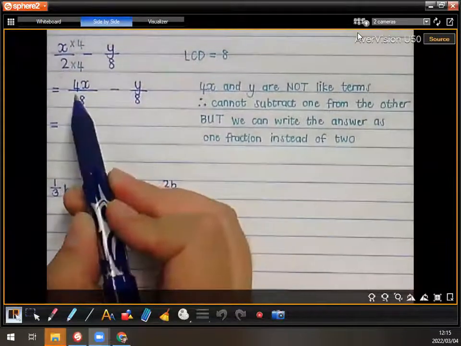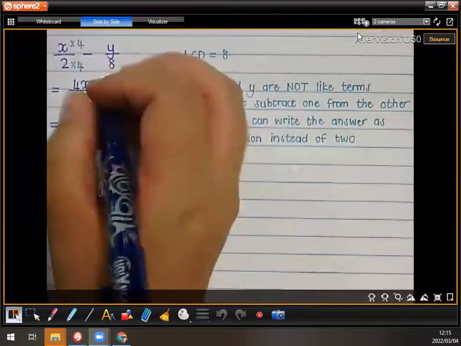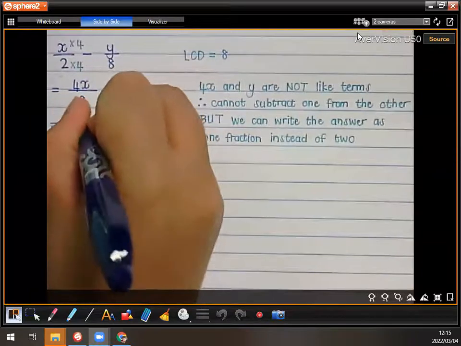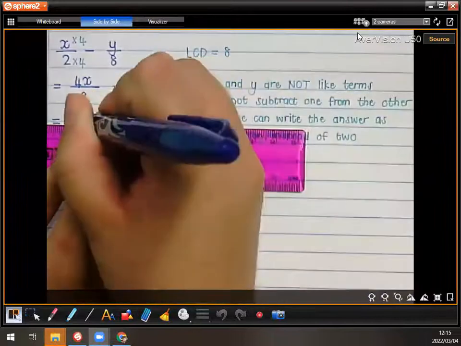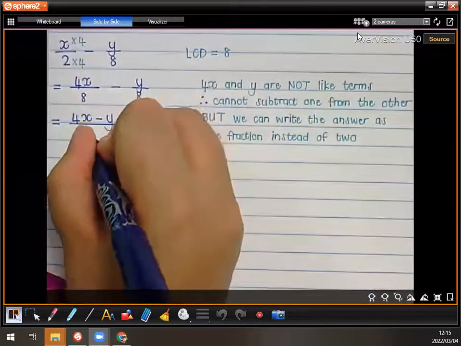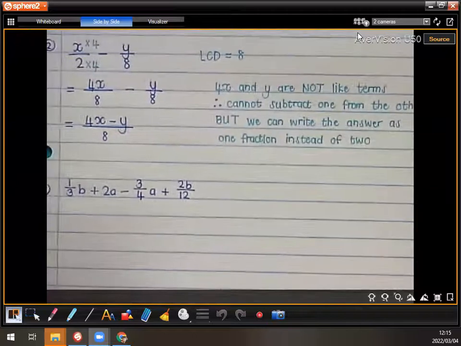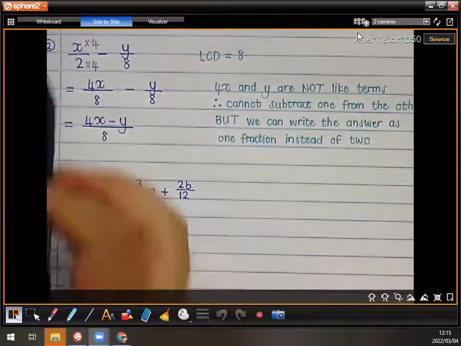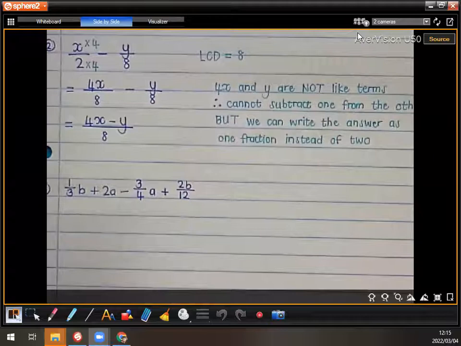Okay, so what am I doing at the top, guys? I'm saying 4x minus y. Now, even though we can't get an answer for that, we can still write that all over one denominator of 8. Okay, so if they're not like terms, you still have to write it in one fraction, please. They say you must subtract the one fraction from the other one. You're supposed to get one fraction as your answer. Okay, so that is what you do when they are not like terms.